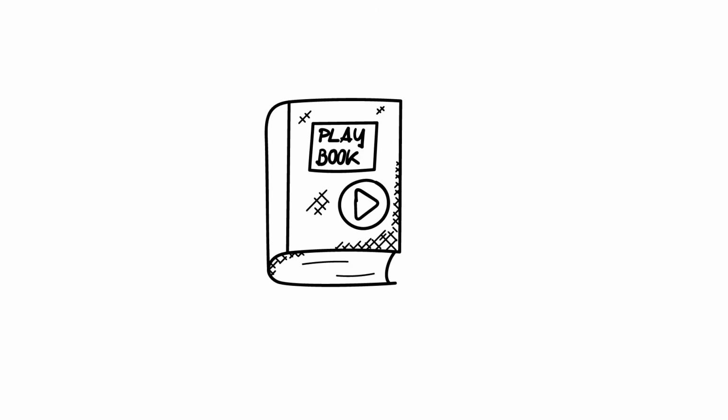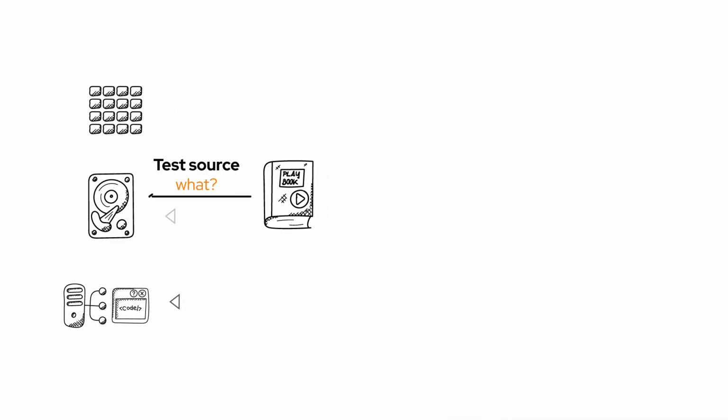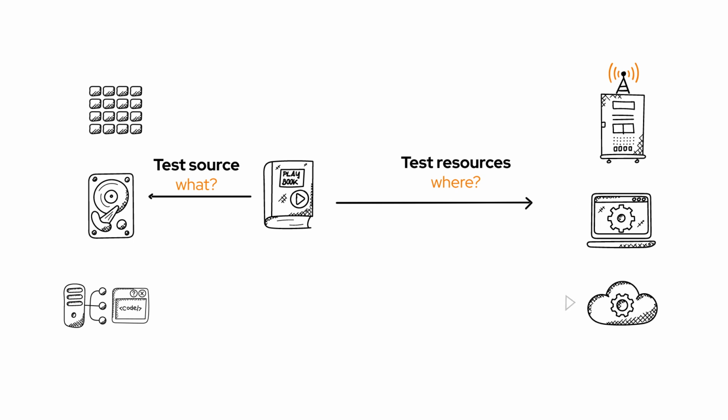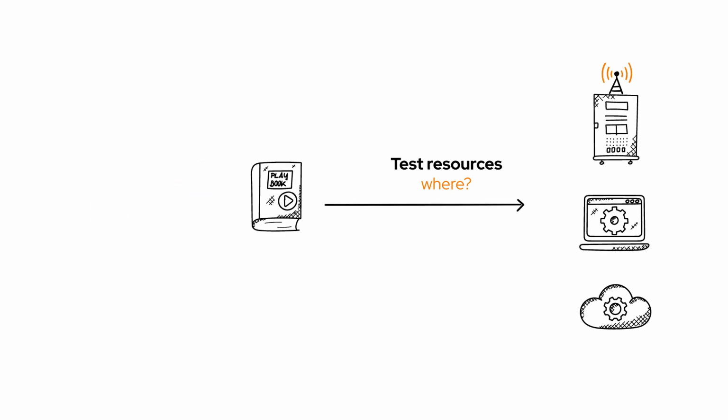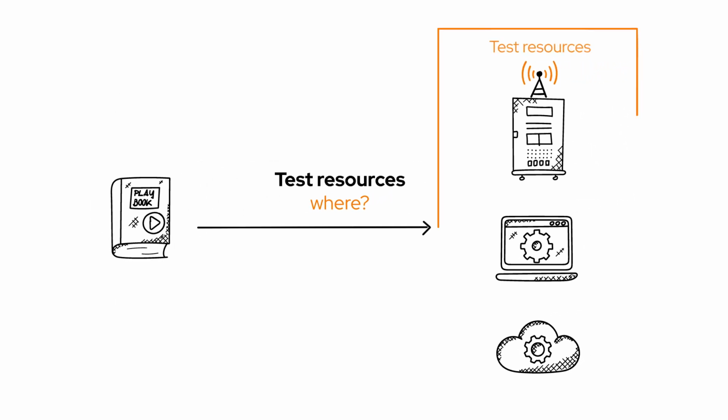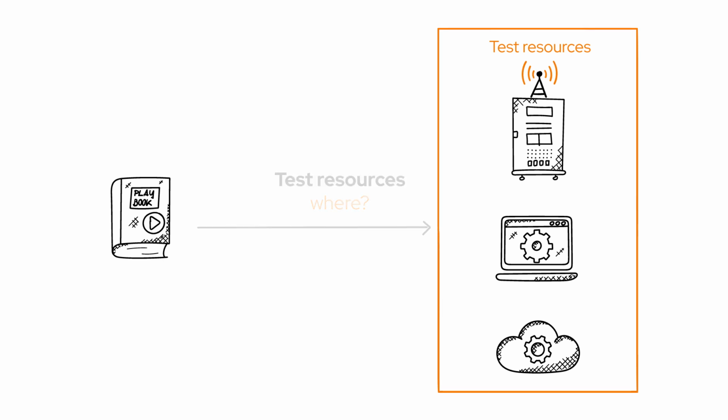As you already know, playbooks and execution tasks contain the information what to execute and where to execute it. The test source holds information on what you want to execute, and the test resource holds the information where this can be executed. This video only concentrates on how to specify the latter of those parts.